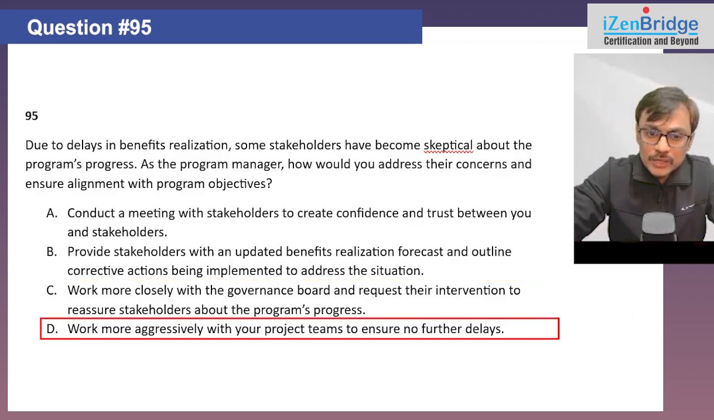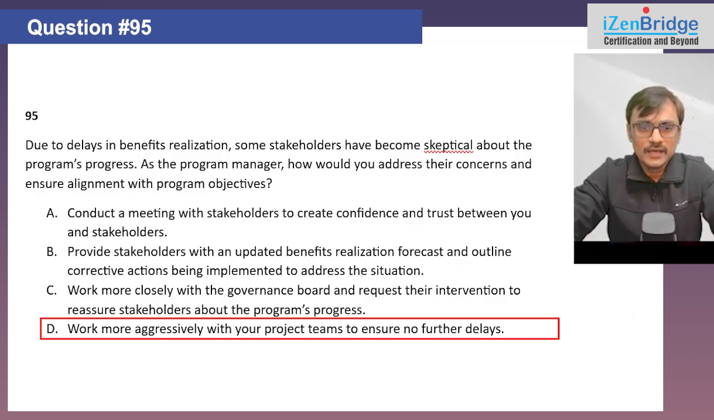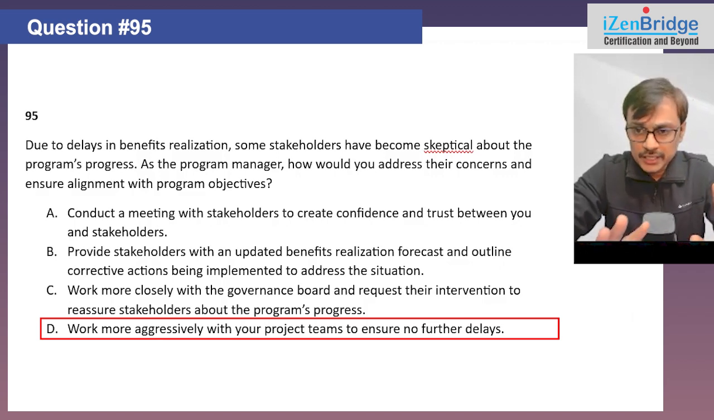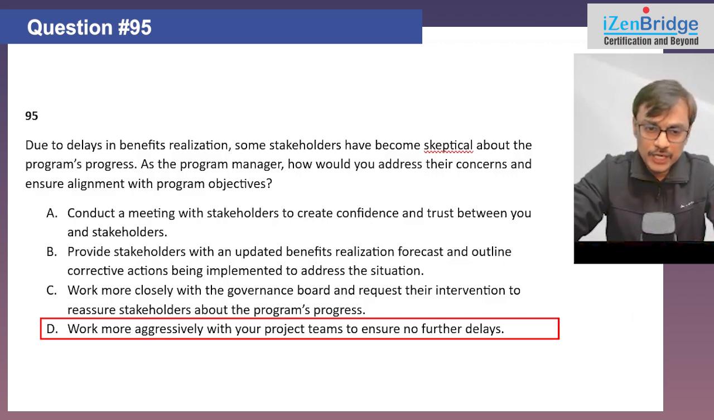Option D, work more aggressively with your project team to ensure no further delays. You should do that anyway, but that's not the question. The question is that stakeholders are a little bit disappointed and they are not finding things going right. So first I need to create some communication with them and I need to make sure that I really materialize those communications. So option D will be needed to make sure that we meet our commitment this time, else this will create another negative image for our program team.